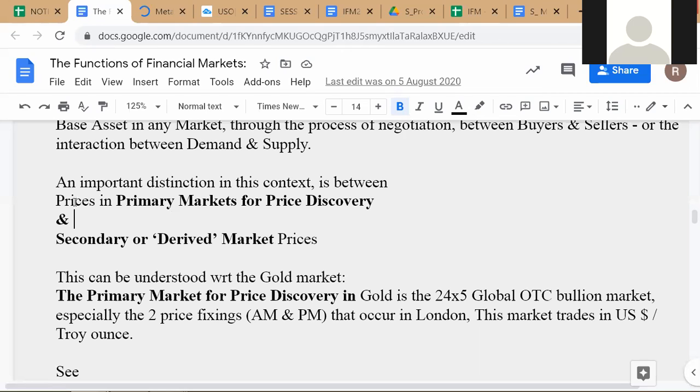Now, this primary or secondary is not related to capital markets. Please understand, okay? These terms are not related. You had better clarify in case there's any confusion.